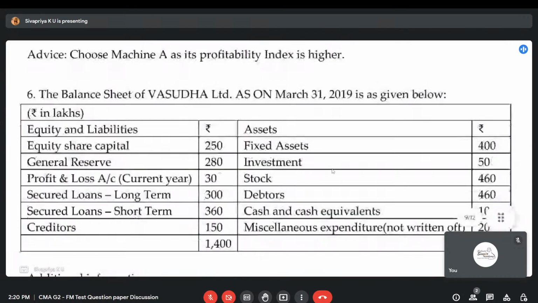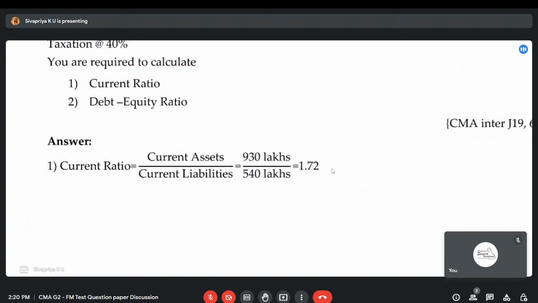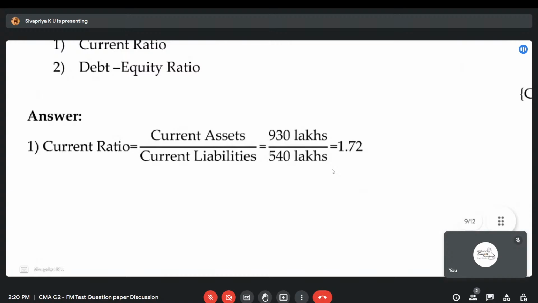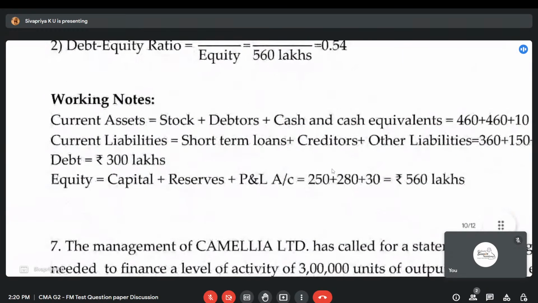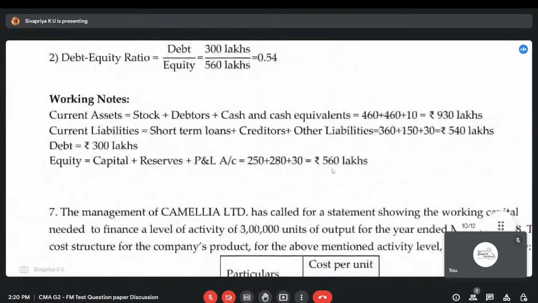Then question number 6 is a balance sheet given. Current ratio calculate பண்ணனும் 1.72. Debt equity ratio 0.54. So அதுக்கான working notes. There is current assets 930 lakhs, current liabilities 540 lakhs, debt 300 lakhs and equity is 560 lakhs.